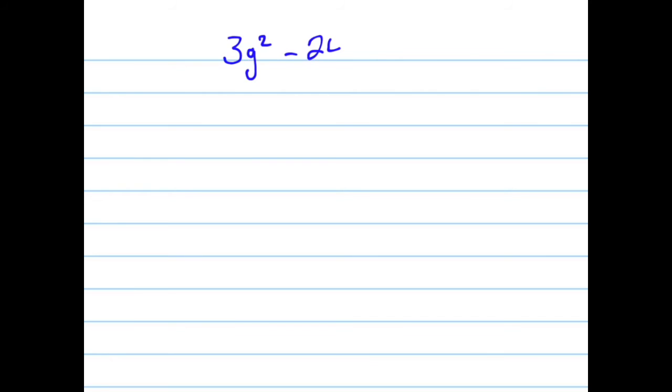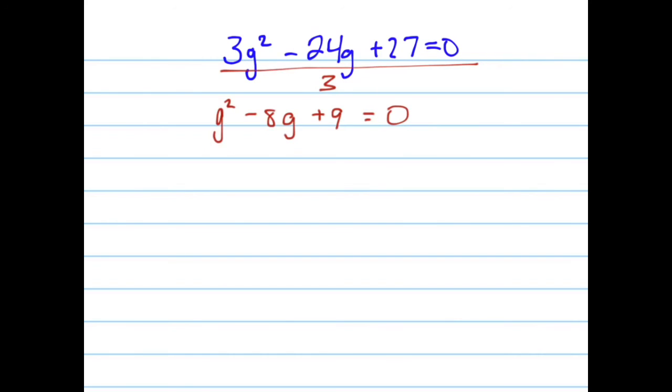3g squared minus 24g plus 27 equals 0. So take a few minutes, work that out, and then we'll go through it together. Okay, so what was our first step? Divide by 3. So we have g squared minus 8g plus 9. Then what? Subtract 9 from both sides. Puts us there. And we need to fill in that blank.